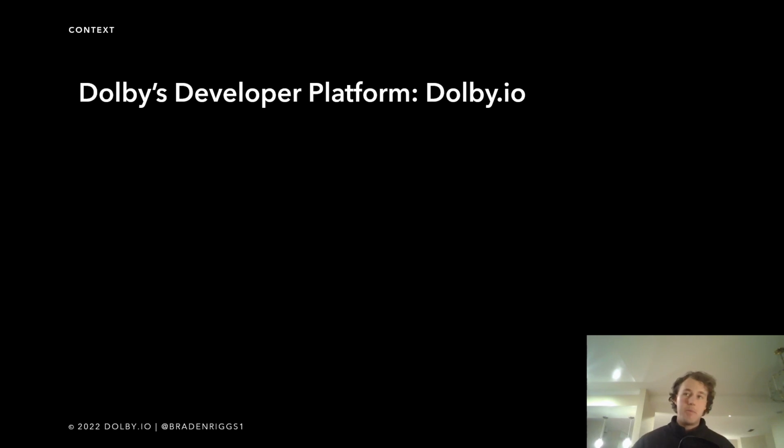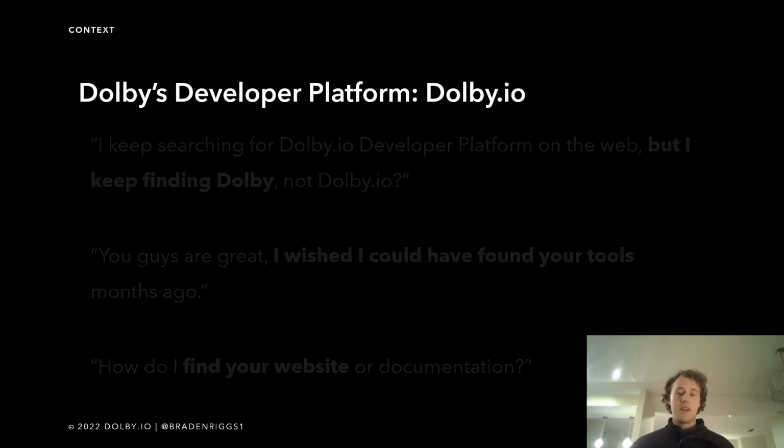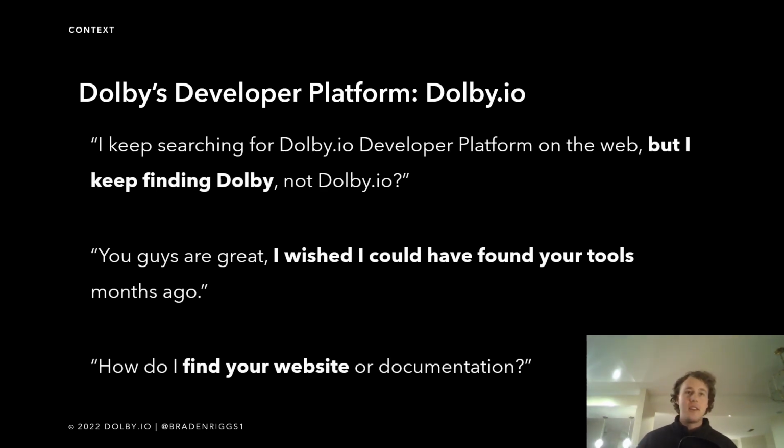And in talking to all these people, a few interesting themes began to arise. I started hearing things like, ooh, I kept searching for Dolby IO developer platform on the web, but I kept finding Dolby, not Dolby IO. Or, you guys are great, I wish I could have found your tools months ago. Or, how do I find your website or your documentation? Now, this theme that I've found, developers, many of whom are first turning to Google to look for solutions and APIs, are having trouble finding our content.